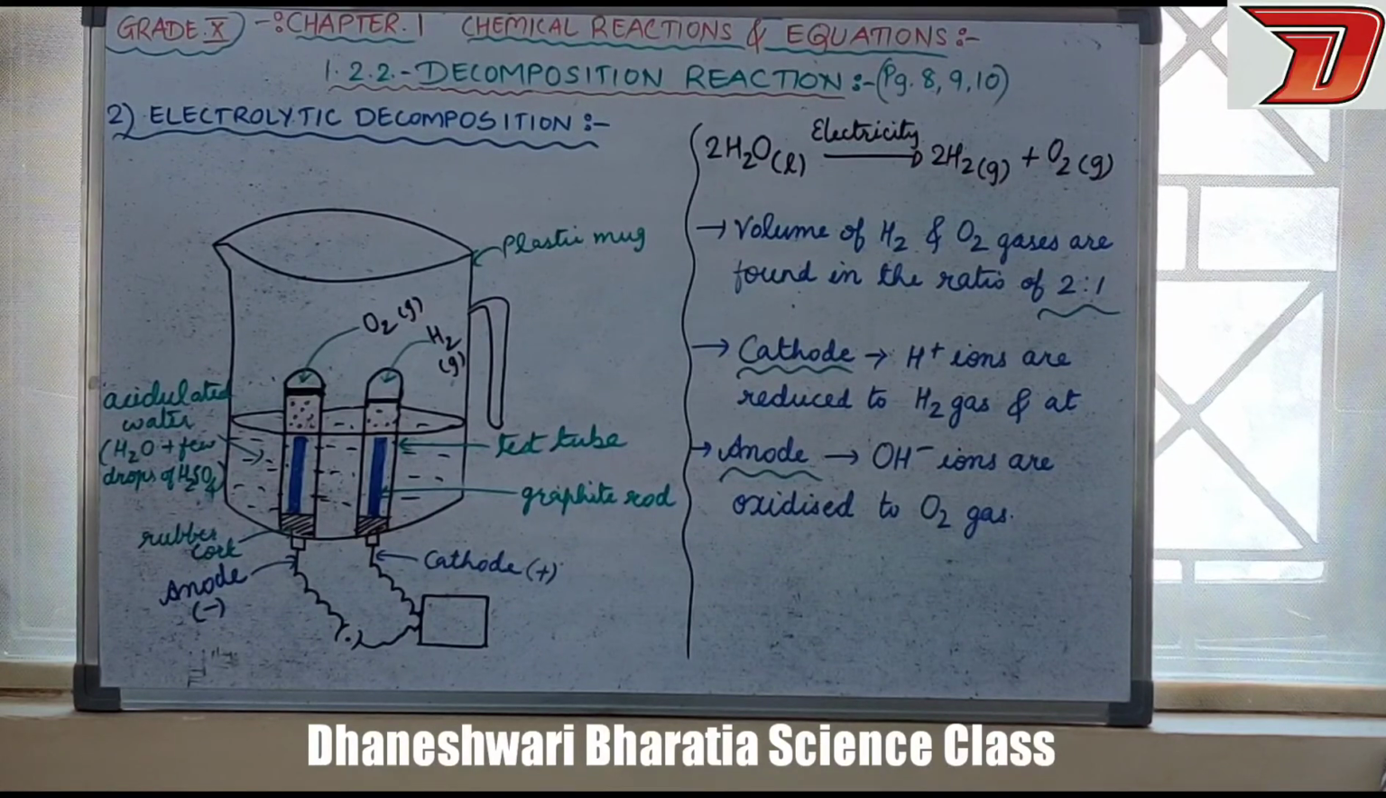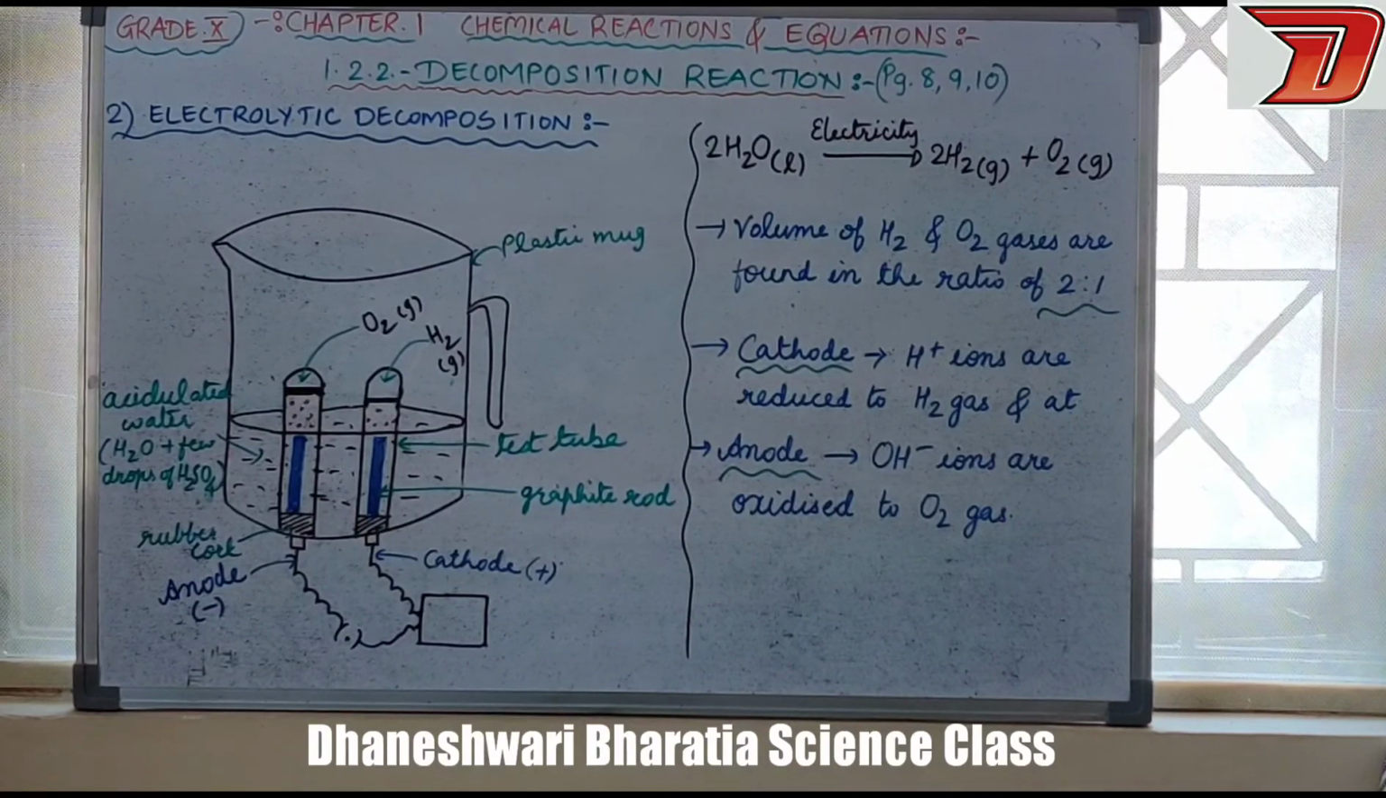You have to learn how to draw the diagram also along with the procedure, observation and conclusion. Okay, in the conclusion you have to note down the ratio as well as what we get on cathode and anode. This is extremely important from exam point of view. Fine.